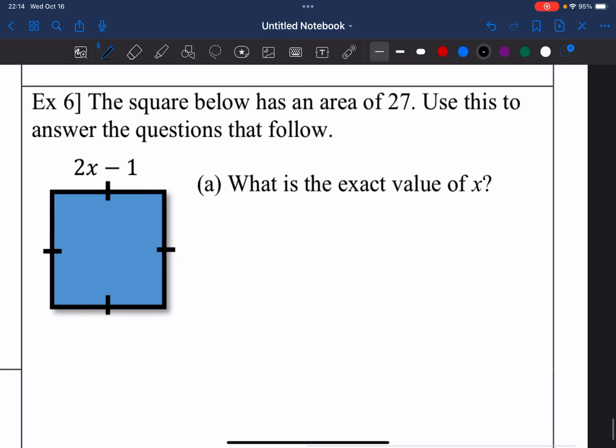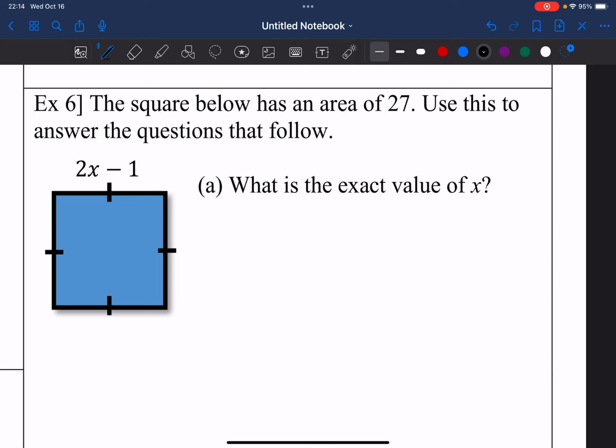Number 6 says the square below has an area of 27. Use this to answer the following questions. It says, what is the exact value of x? So we know that the area of a square, the equation is side squared equals the area. Okay, so our side is that 2x minus 1. So I have 2x minus 1 squared is equal to 27.